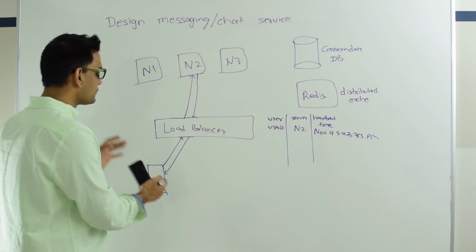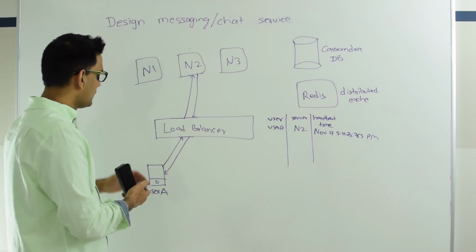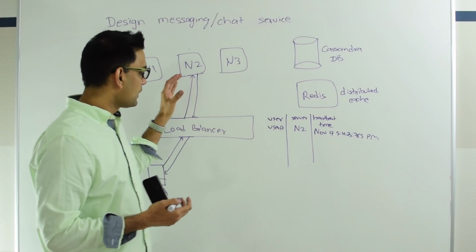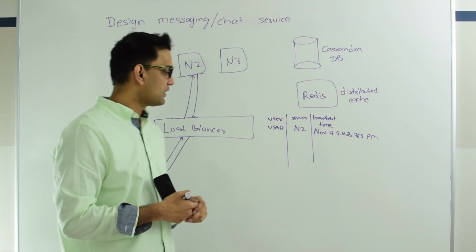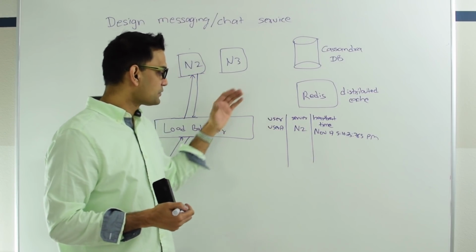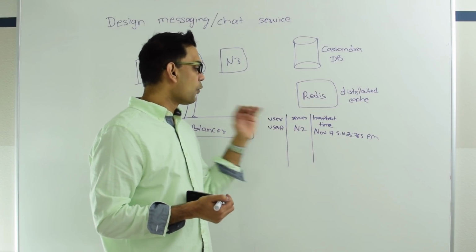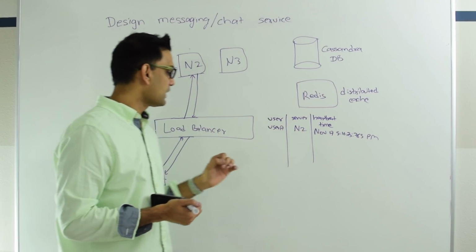Another thing is that if user A dies or is inactive and stops heartbeating with N2, then N2 will stop updating the heartbeat information here, which means that other users can use this information to see when this user was last online.